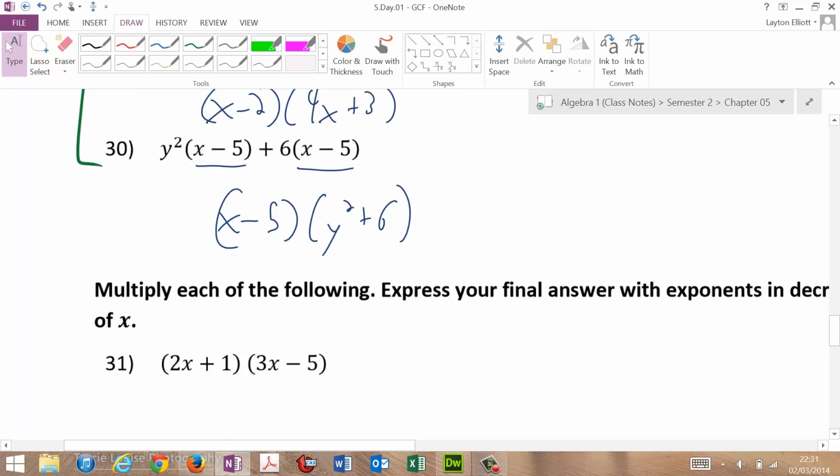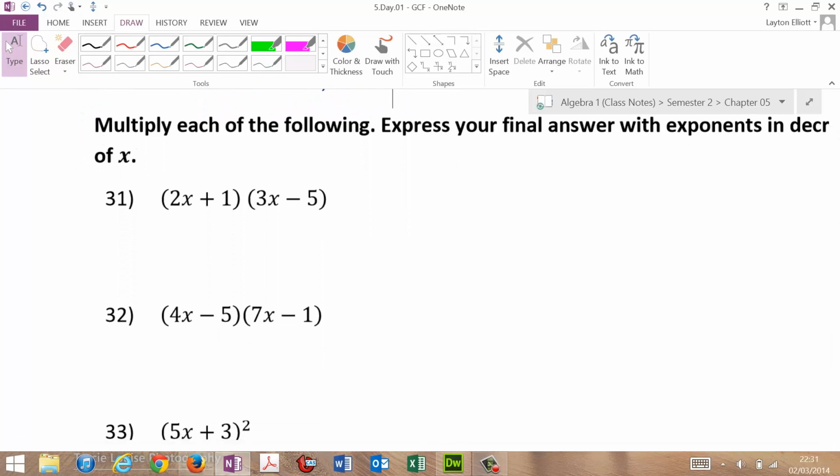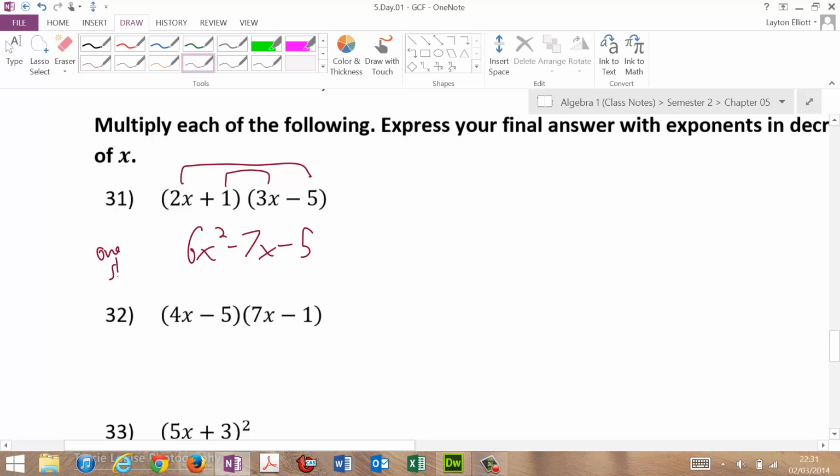Okay, 31 is just practice with multiplying and foiling again. We're going to put in descending order, so again, first 6x squared. What I want you to try to practice is the outer and the inner together. So minus 10 plus 3 gives you minus 7x, and then last is minus 5. You should start to be able to do that in one step.